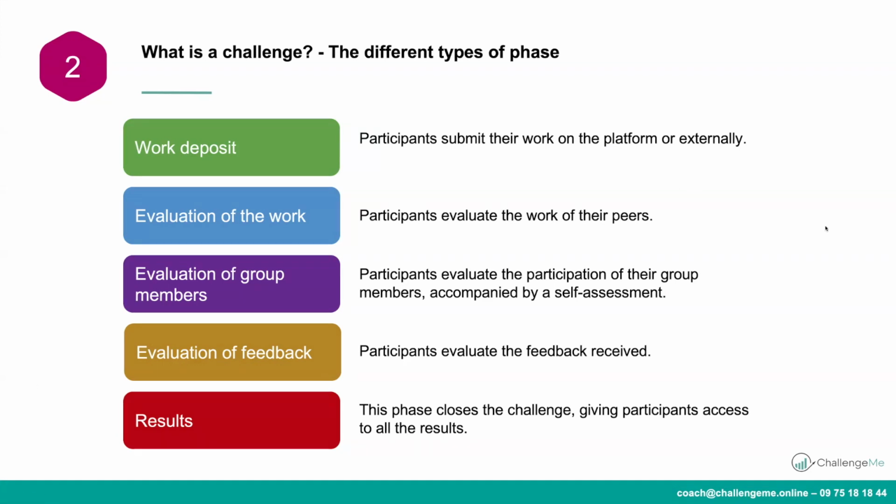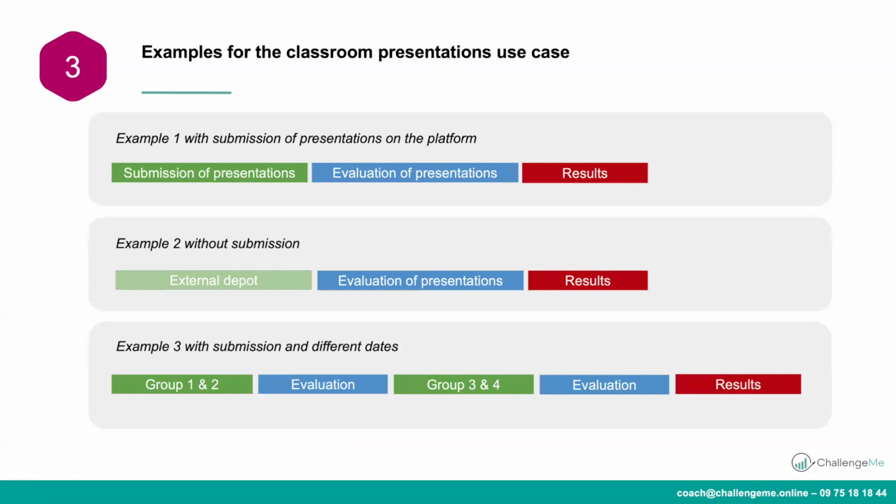With all these phases, you can create different challenges, and here are some examples for today's use case. So, first example, you create three phases. The first, where students will submit their presentation on the platform in PDF or PowerPoint, for example. Then the second phase, where students, as spectators, can evaluate the presentation of the other groups. And at the end of the presentation, the students can review the feedback and evaluations they have received through the result phase.